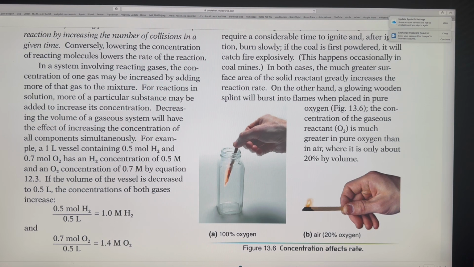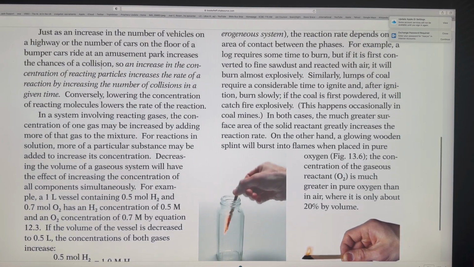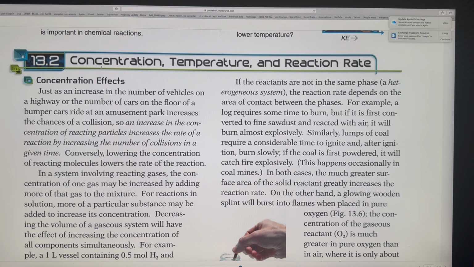If reactions are not in the same phase, that means heterogeneous, the reaction rate depends on the area of contact. So another thing, number 2, concentration, but another is the area of contact. What does that mean? It means if you have a log and you're going to burn it, it takes some time to burn that log. Sometimes a log takes a long time to burn. But if you take that log and turn it into sawdust, bam, the sawdust will just burst into a reaction and huge flame.